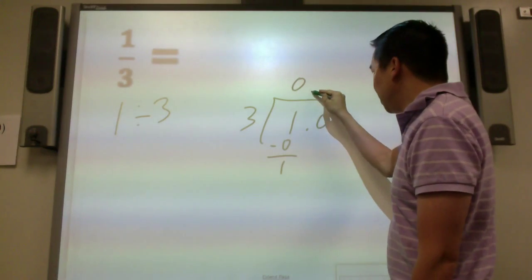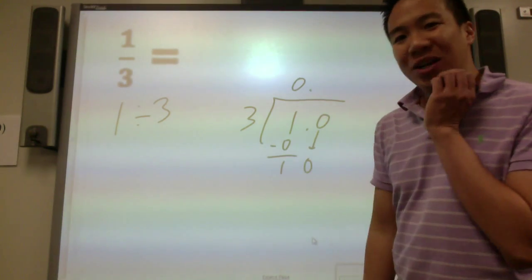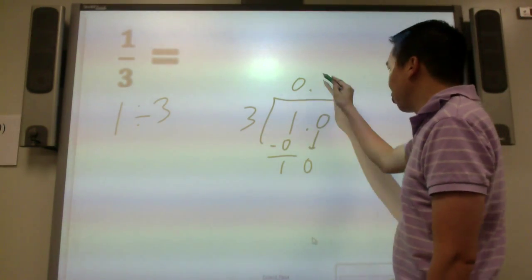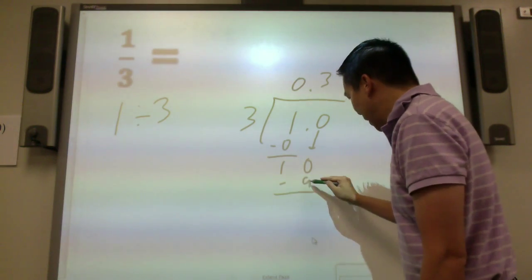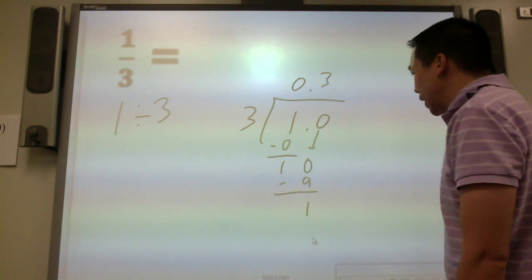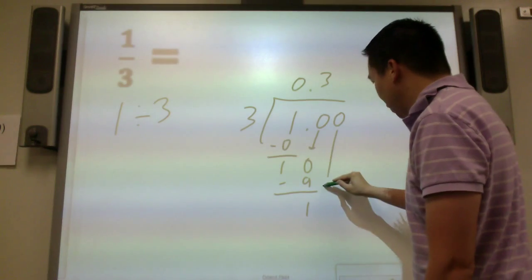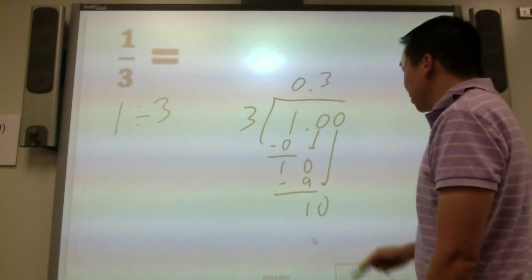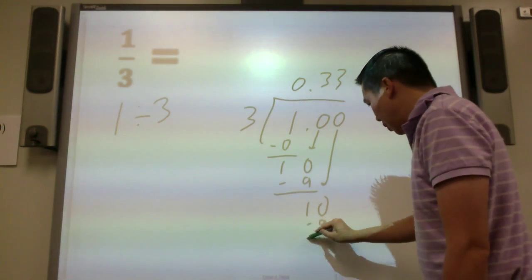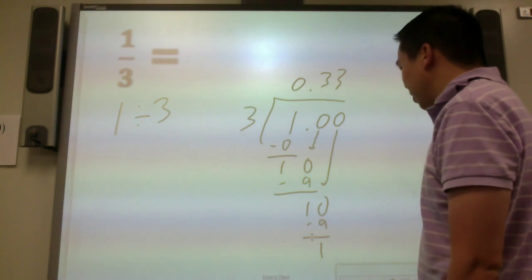Add a 0.0, bring it down. How many 3's go into 10? Groups of 3 go in 10: 3 times. Remainder is 1. Get rid of that remainder. Add another 0. How many groups of 3 go in 10? 3 times. Remainder is 1. Get rid of the remainder.